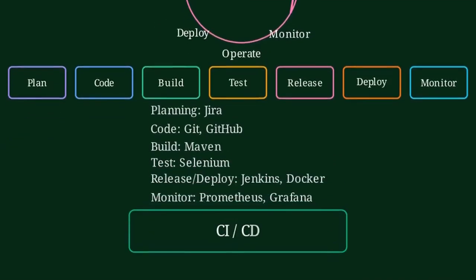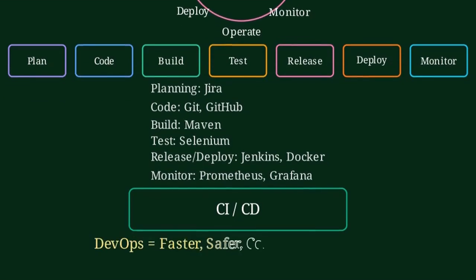A key DevOps idea is continuous integration and continuous delivery, often called CI/CD. Code changes are automatically built, tested, and delivered. In summary, DevOps connects development and operations, uses a continuous loop of improvement, and relies on tools to automate each stage.